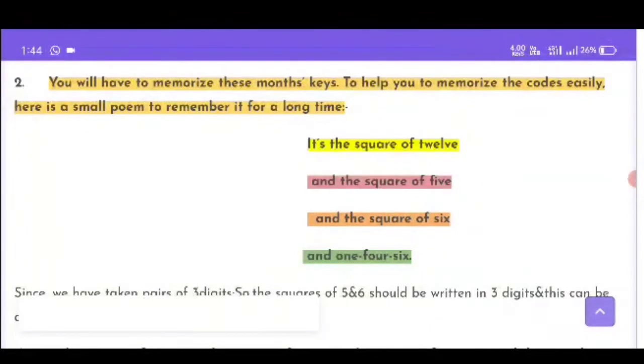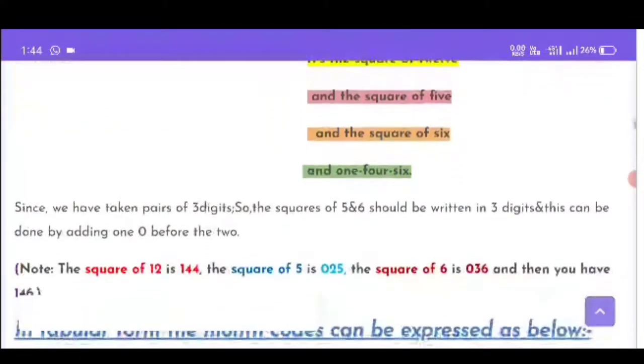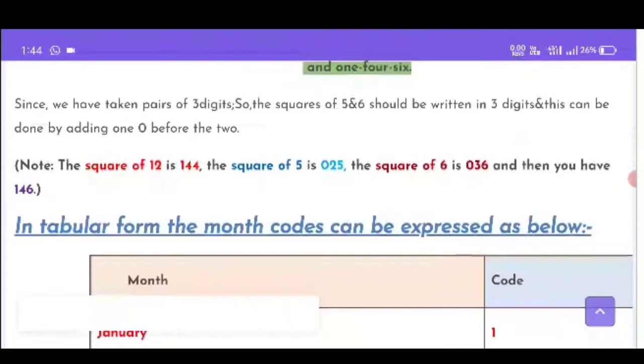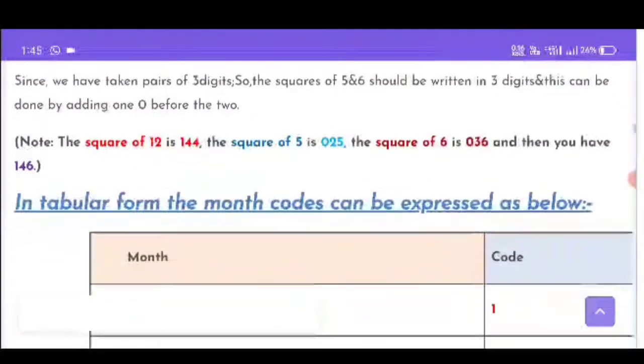So the first one is the square of 12, the square of 5, the square of 6, and 146. Since we have taken pairs of 3 digits, the squares of 5 and 6 should be written in 3 digits, and this can be done by adding 0 before the digit. Note that the square of 12 is 144, the square of 5 is 025, the square of 6 is 036, then you have 146. In tabular form, month codes can be written as below.